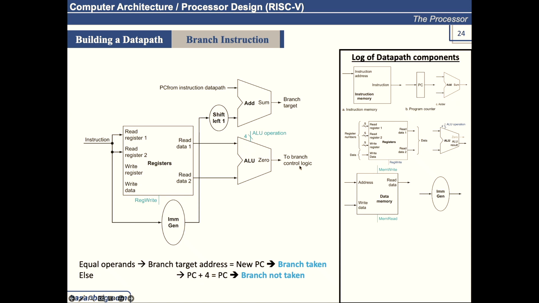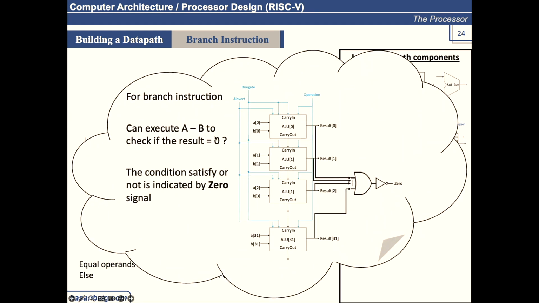Okay. So if you recall this, in the case of branch instruction, we can execute the A minus B operation. The 2 registers, BEQ A, comma B. So we actually perform the subtract operation. If the resultant bits, all 32 bits are 0, they are ORed to produce a one-bit output 0, and then it is passed through the inverter to indicate with the zero signal. If it is 1, it means that the result is 0, which means that the condition is satisfied. Okay.